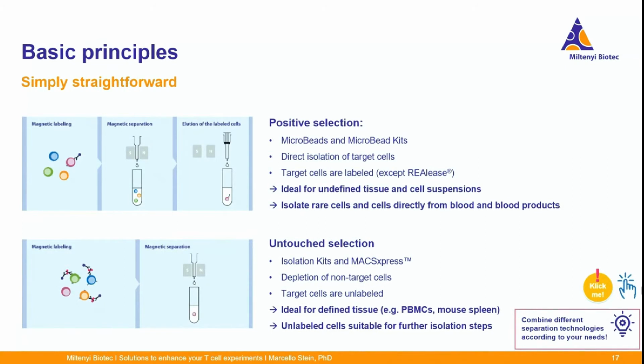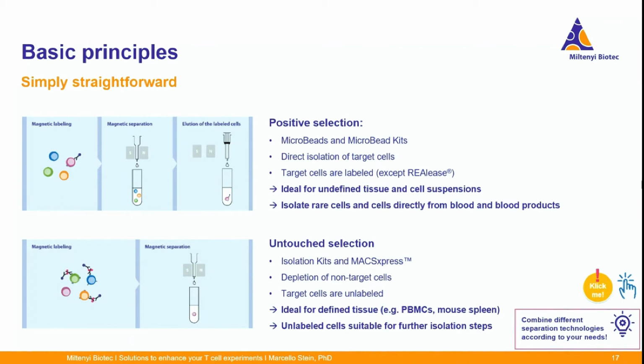Talking about positive or negative selection, generally MACS cell separation technology offers 2 different separation strategies. First, positive selection with our MicroBeads and MicroBead kits. Target cells are hereby labeled and directly selected via their specific and defining marker. As target cells are still magnetically labeled afterwards, they are usually not suited for an additional round of sub-separation, except when you use REAlease MicroBeads, where the label can be removed via an additional step. We will come later to this exciting technology.